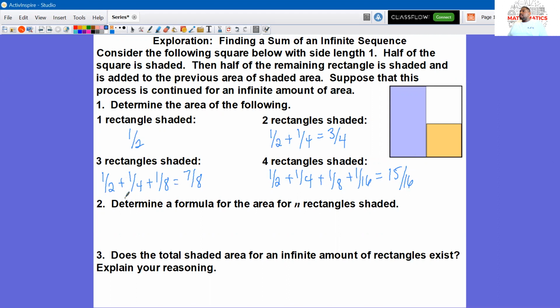All right. So part 2 says determine a formula for the area for n rectangles shaded. If you notice the pattern here, we have 1/2, then we add 1/4 to that, then we add 1/8 to that, and then we add 1/16 to that. And that's going to keep going. If you notice, your denominators are powers of 2. Because they're powers of 2, we have 1/2 to the power of n. So that will be the formula for the area of n rectangles shaded.